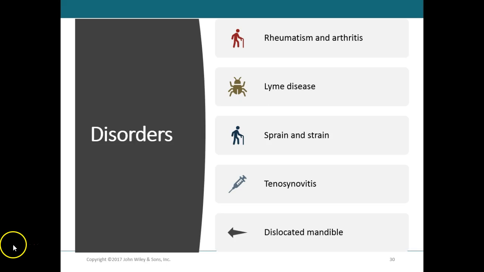Lyme disease is caused by a bacteria, and it's named by where it was first reported back in 1975 in Lyme, Connecticut.